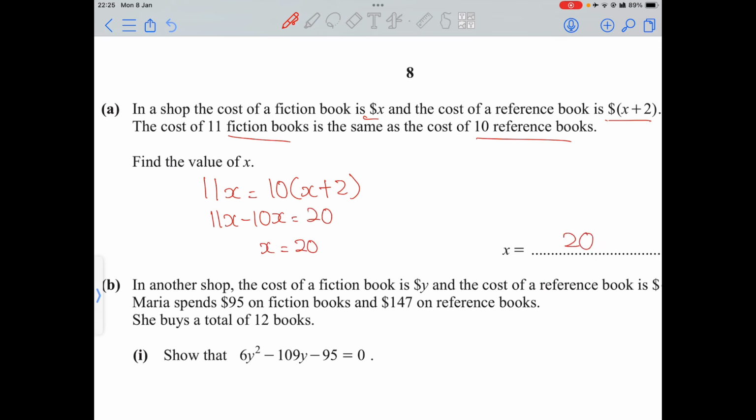You can check this by applying the answer. So 11 times 20 will be 220. And 20 plus 2 is 22. 10 times 22 is 220.